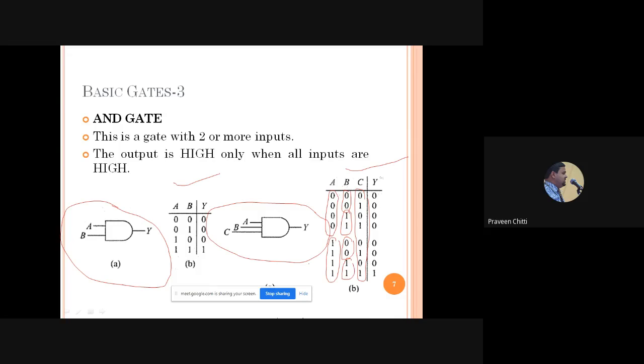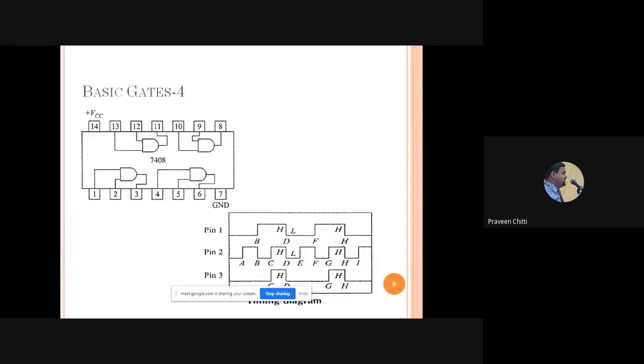So this is the AND gate, and in both these truth tables you can see that all the input combinations give 0 output except for only one combination, the last combination where both the inputs are high, output is high. Here all the 3 inputs are high, output is high. So this gate is called the AND gate. Right? Like all other gates, this AND gate is also available in integrated circuit form.